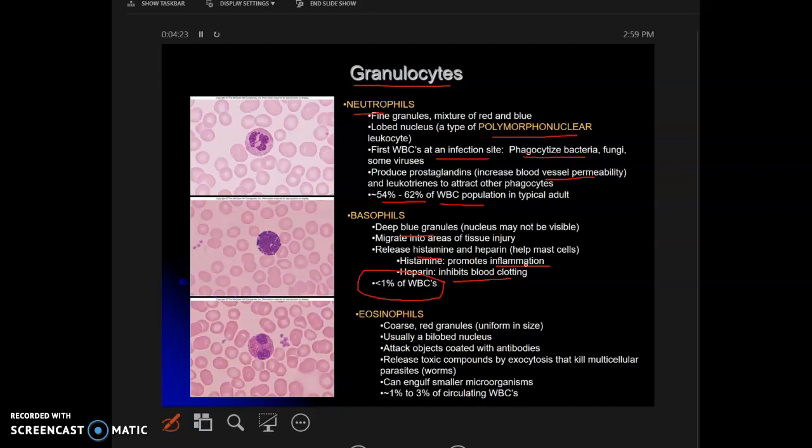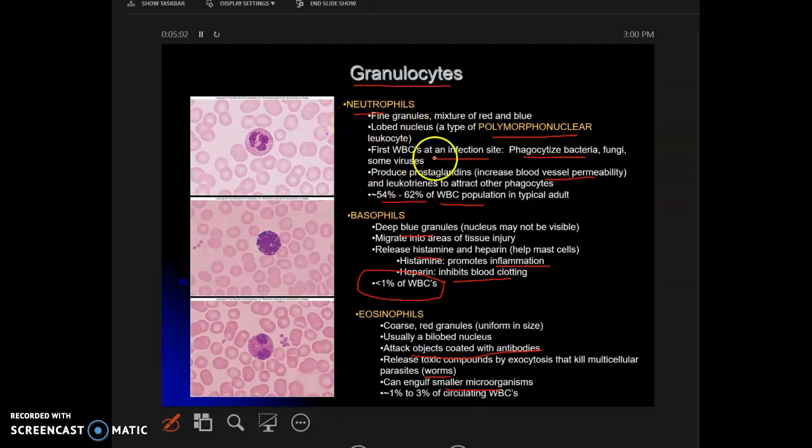Eosinophils are coarse red granules, uniform in size. Look at the nucleus, bilobed nucleus. And what do they attack? Objects coated with antibodies, or they are small multicellular forms. Multicellular forms like worms, eggs, etc. All right, so they form 1 to 3%. So which is the most common granulocyte? What will you say? Neutrophil.